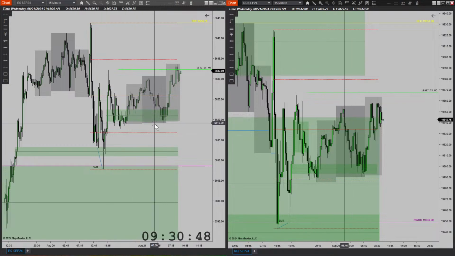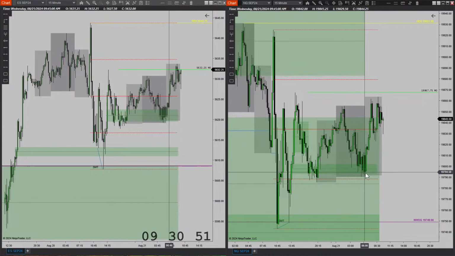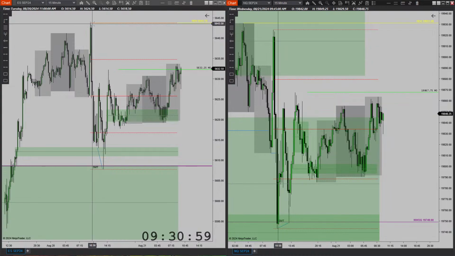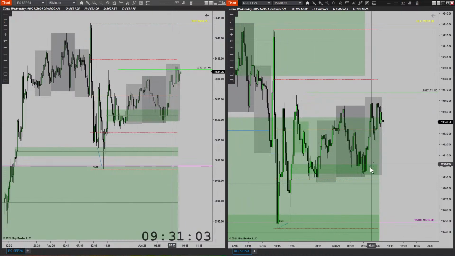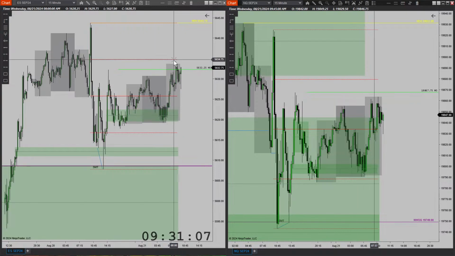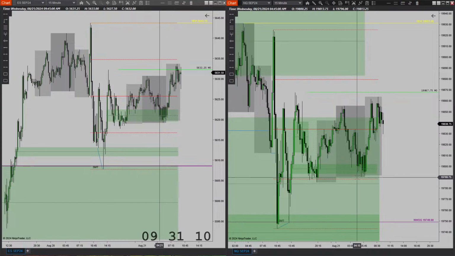No session sweeps yet. Yeah, no session sweeps here. Draw on liquidity are the highs. No SMT at the lows. No SMT at the lows. Relative equal highs, relative equal lows.